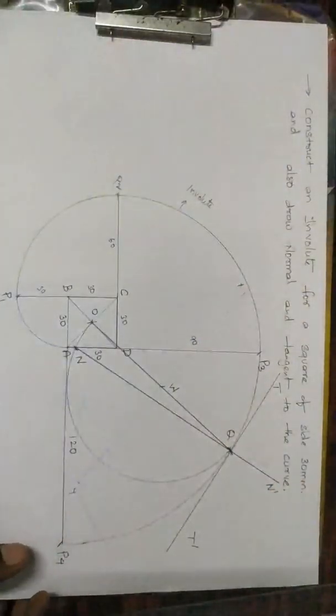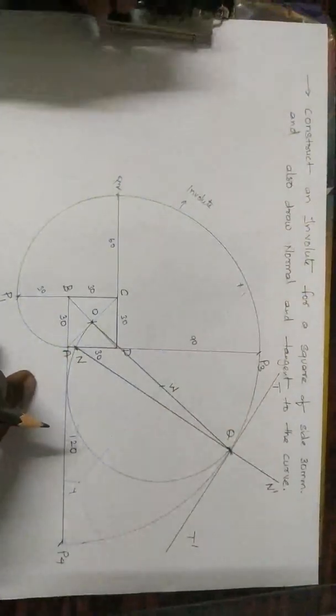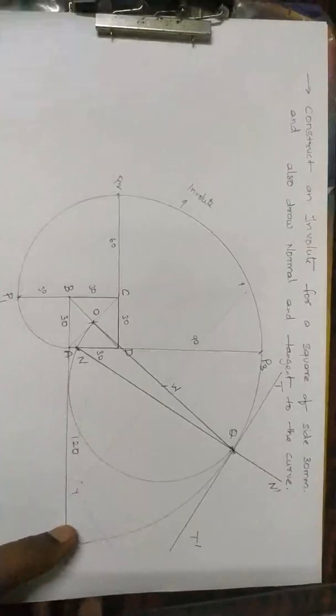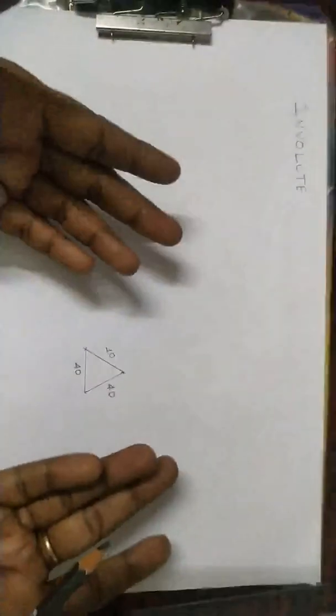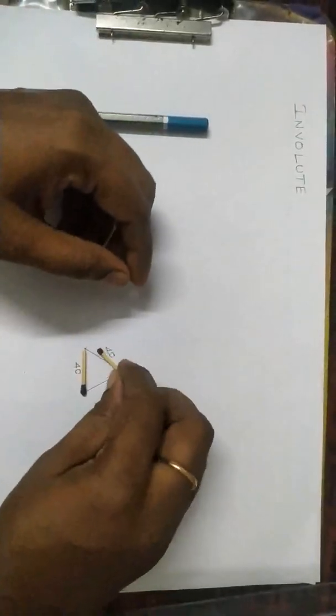Let us come to another question. We are doing two questions together. Suppose he said, draw the involute for a triangle, and suppose this side of the triangle is 40. Now what to do? Triangle means three sides, we know that. Now I'll use matchsticks here. How to unwind, I'll tell you practically.